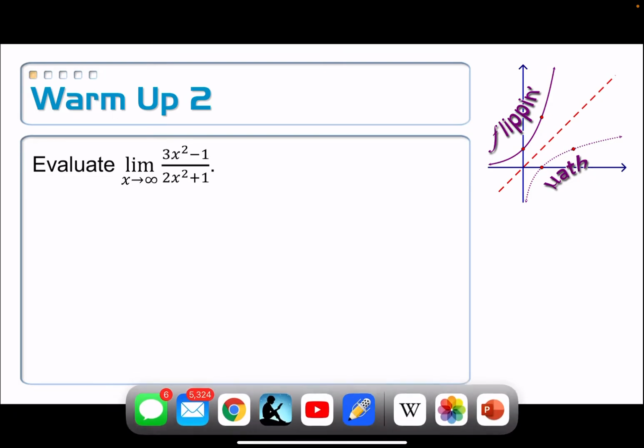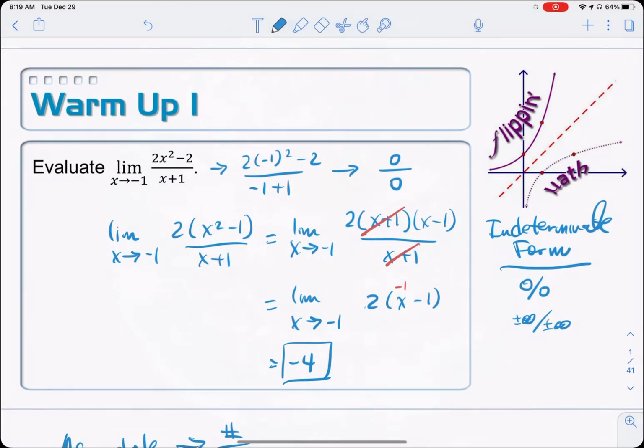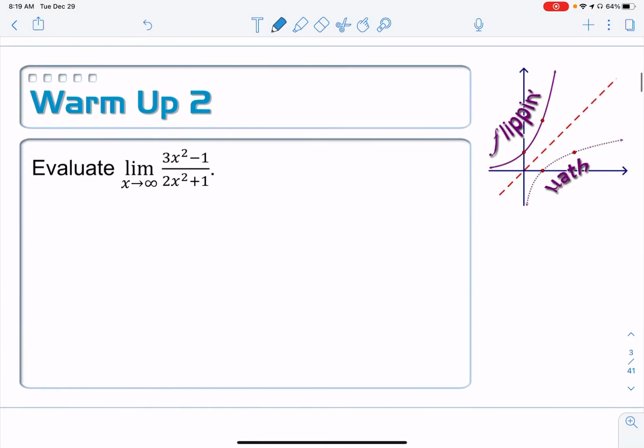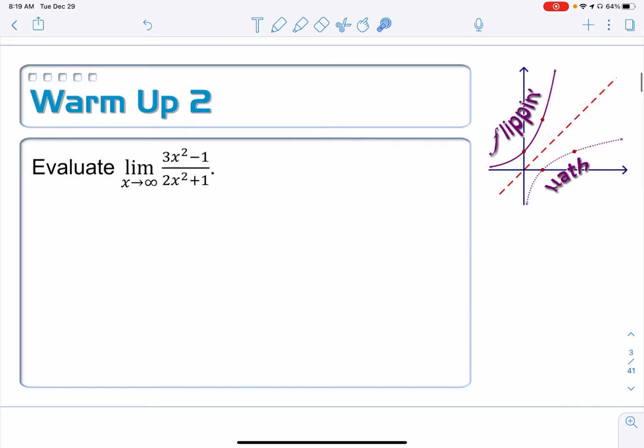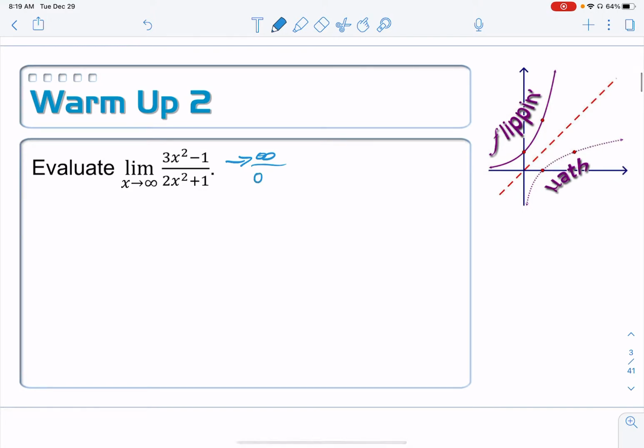So what do I do? I do a direct substitution, just like I always do first. If I mentally directly substitute in here, I'm going to have infinity squared times 3 minus 1, still infinity on the top. And on the bottom, infinity squared times 2 plus 1. Still infinity. Infinity over infinity is another indeterminate form. We're probably going to have some sort of horizontal asymptote, and we have to see what it is.